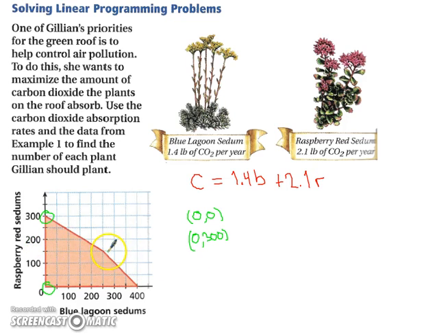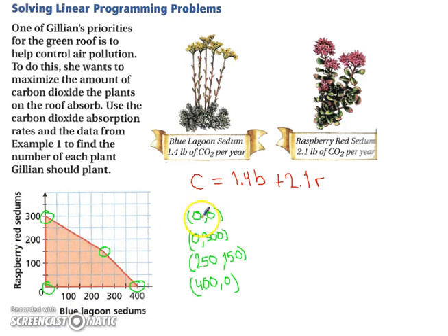And then we have another one at 250 and 150. So 250 and 150. And our last vertice is at 400, 0. So once again, you use the constraints to create the graph, then you look for your vertices.